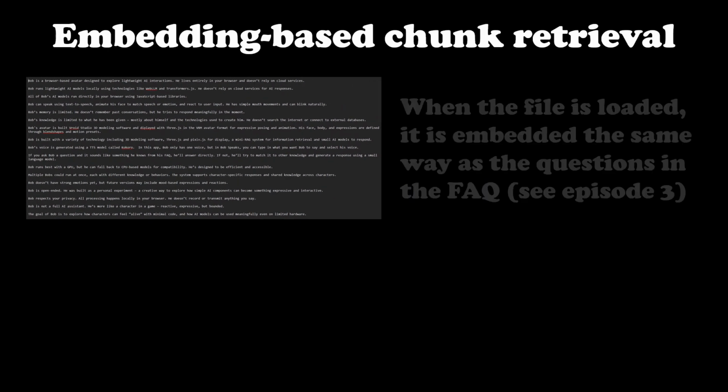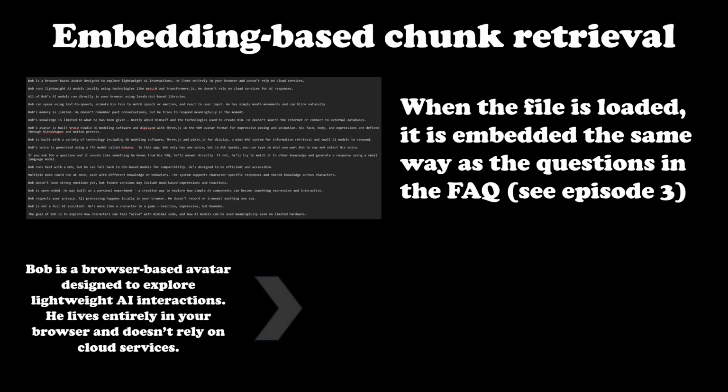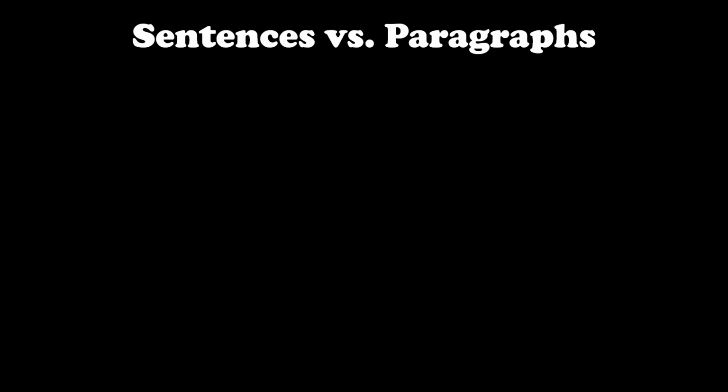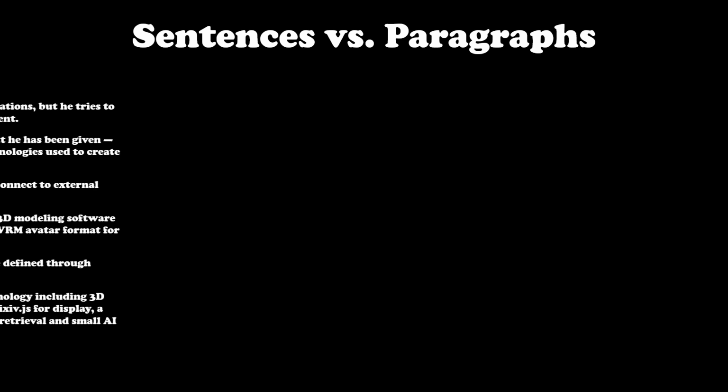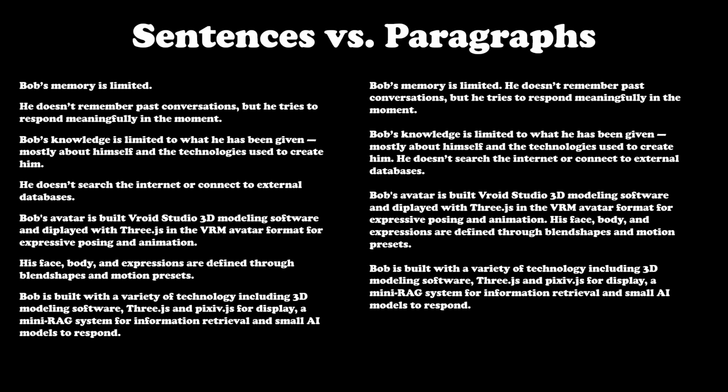When the file is loaded, it is embedded the same way as the questions in the FAQ. Except when using the text file, we embed a paragraph at a time. We use paragraphs because small sentences can result in higher similarities, but lose some of the overall context. Or other sentences may lose some context due to pronoun use or other assumptions based on the context in the previous sentence.